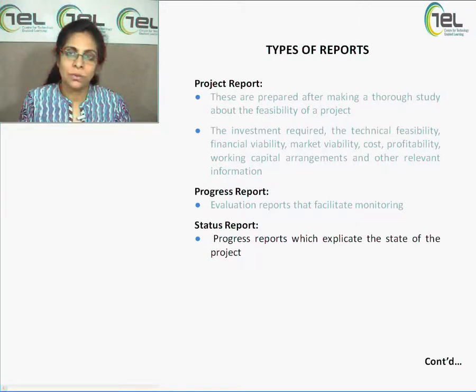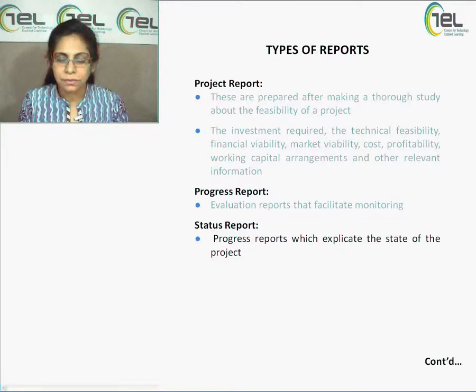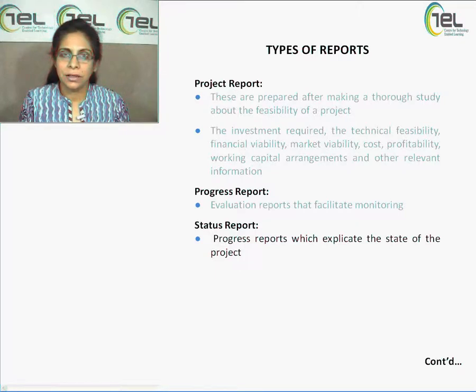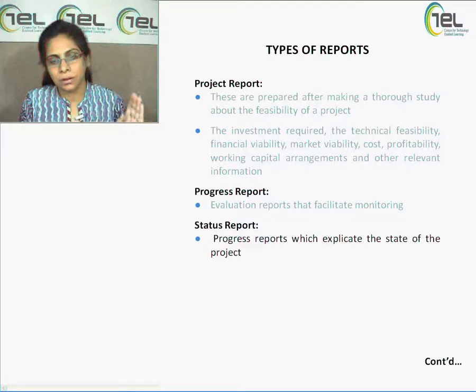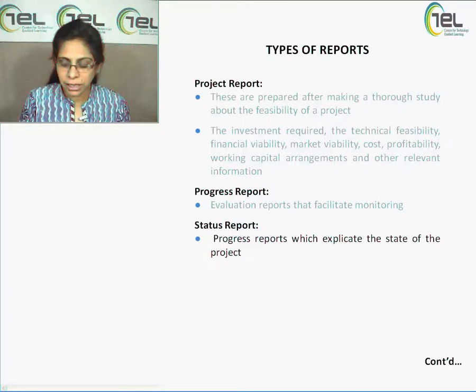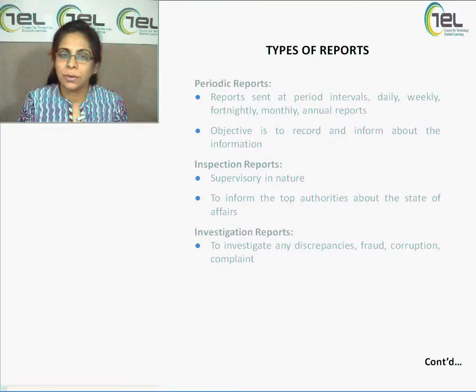Also the time: whether the task was being done within the time frame or not, whether it is being done in the appropriate manner, and if there are any discrepancies in the status of the work, all this needs to be mentioned in this particular report.